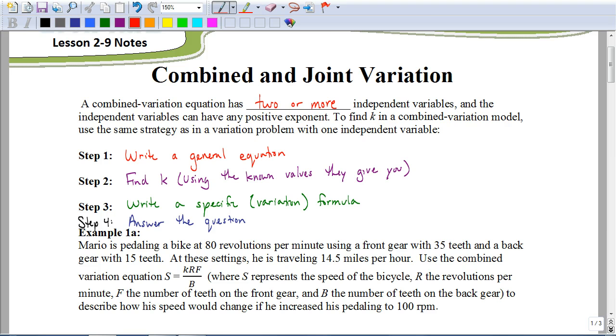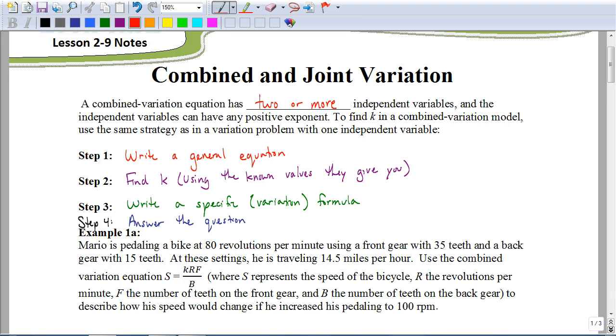It's going to set it all up in one problem, and so we just need to do the work and answer the question. The 4 steps that we did at the beginning of the chapter are going to be the same 4 steps that we use now. It's just that when we set up our general equation, it's going to have more than one variable in it. So those 4 steps are, first, we write a general equation, and that general equation is going to have k in it. We're not going to know the value of k at that point.